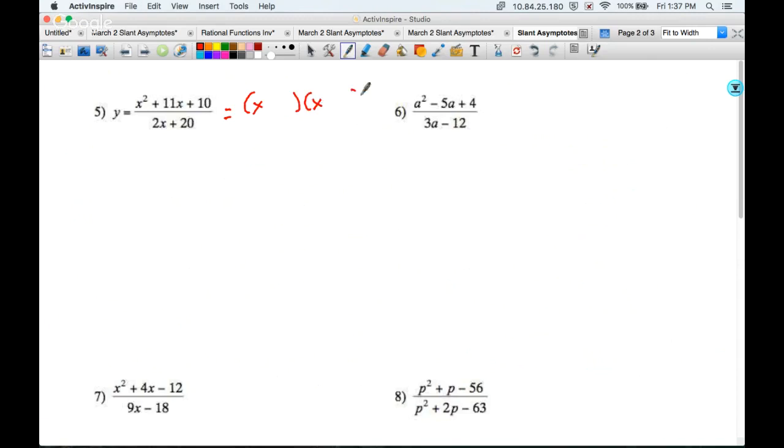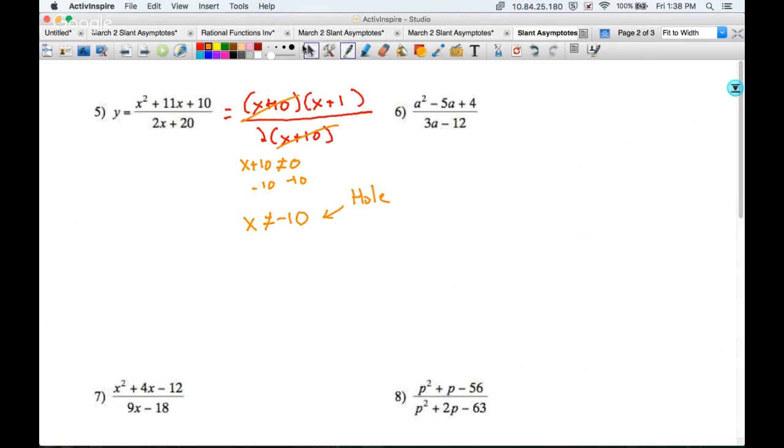Set up your structure. Two numbers that multiply to be 10 but add to be 11 are 10 and 1. Factor 2 out of the bottom, we get 2 times x plus 10. And this is going to cancel with this. X plus 10 cannot equal 0, so subtract 10 from both sides. X cannot equal negative 10. That's a hole in the graph.